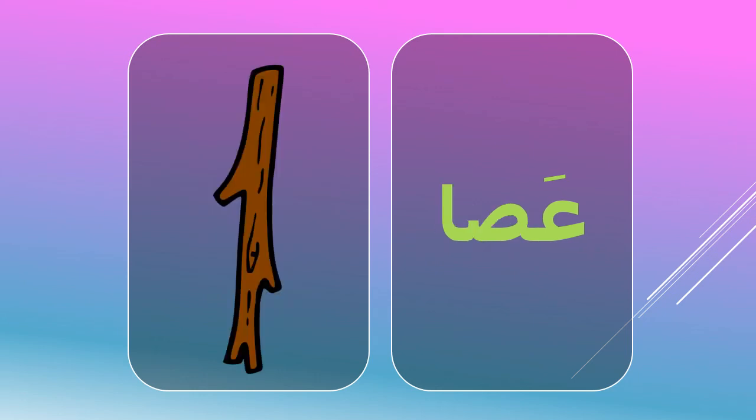Asa. Asa. That's a stick. We find lots of sticks outside when we go and play. Do you find lots of sticks outside when you go and play? Yeah? That's great. Now I want you to say it again with me. Asa. Very good.